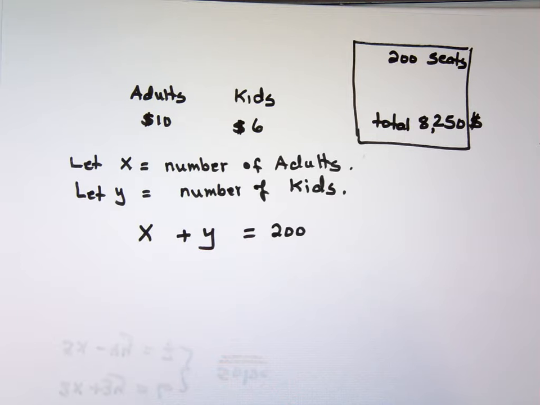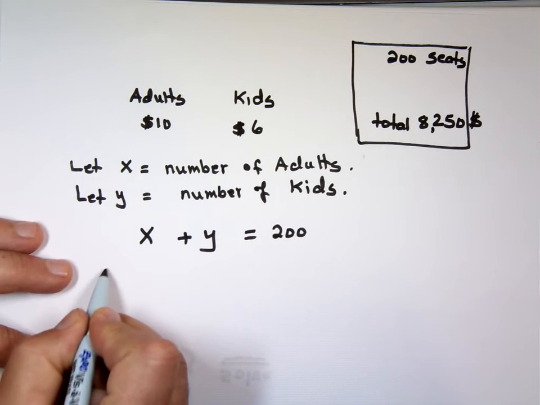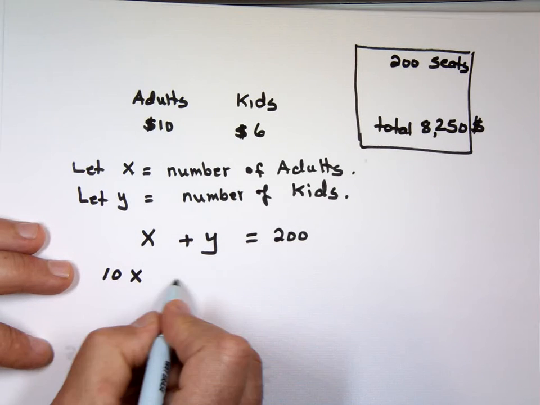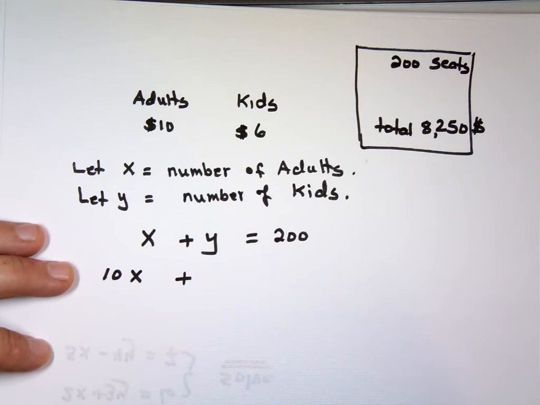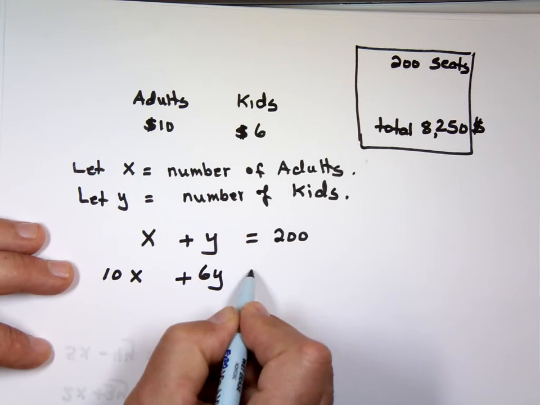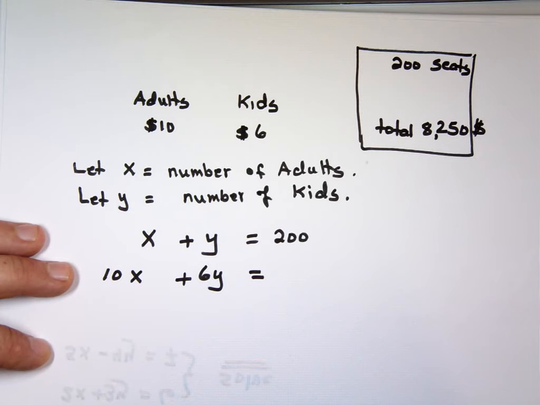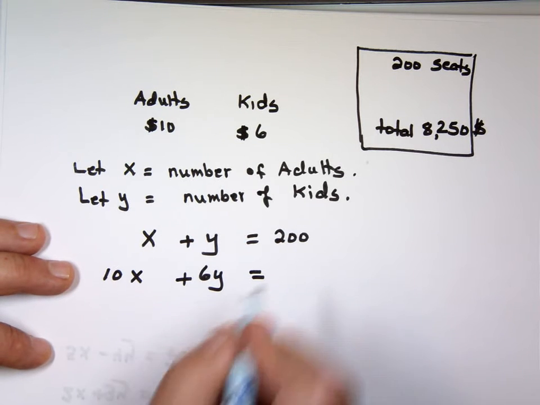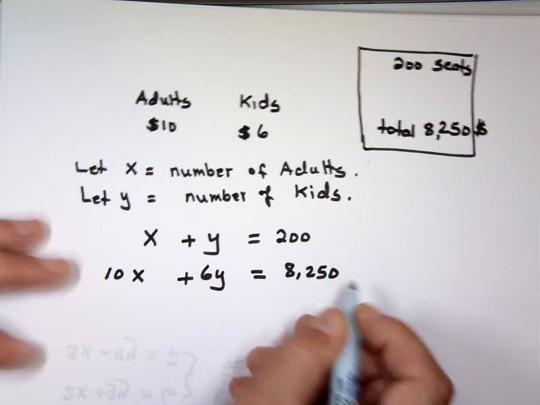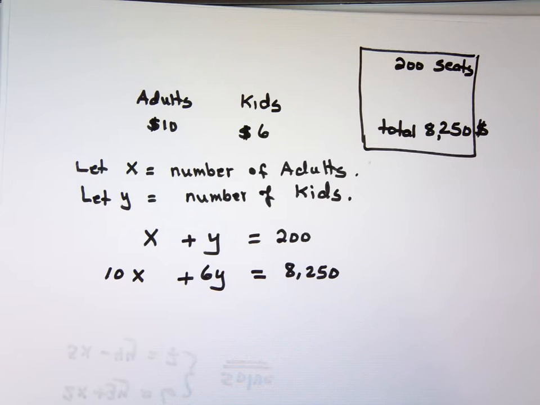The other equation deals with the money. Each adult has to pay how much money? 10. So if you have X of them, that's 10X, 10 times X. The money from the kids, each child has to pay what? $6, 6Y. The result is what? 8,250. And that's my two equations by two unknowns.